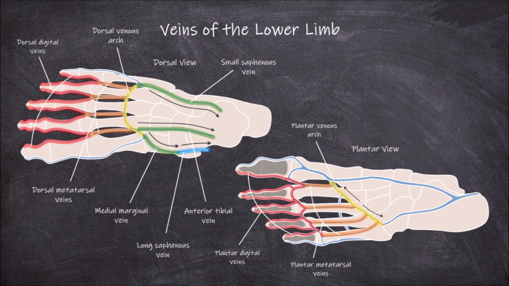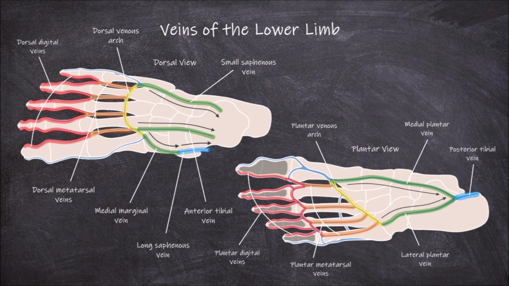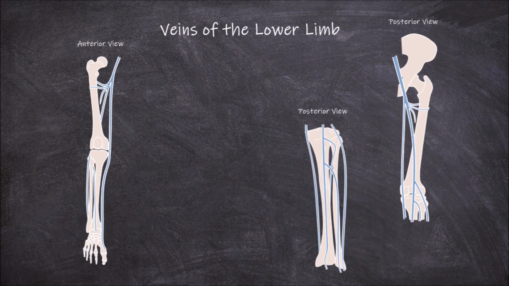This arch runs in an arch around the base of the metatarsal bones. The lateral side of this arch drains into the lateral plantar vein. The lateral plantar vein runs across from the lateral side of the foot to the medial side. The medial side of the plantar arch drains into the medial plantar vein. The medial plantar vein runs proximally along the medial side of the foot. The lateral plantar and medial plantar veins unite to form the posterior tibial vein, which carries the blood up to the leg. Let's now move up to the veins of the leg.